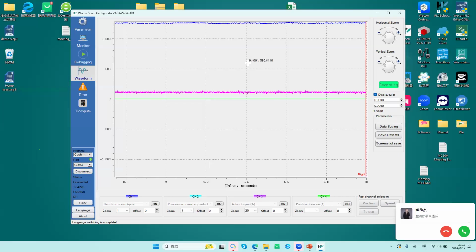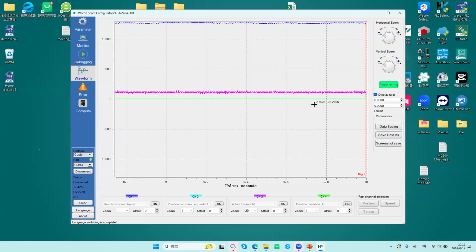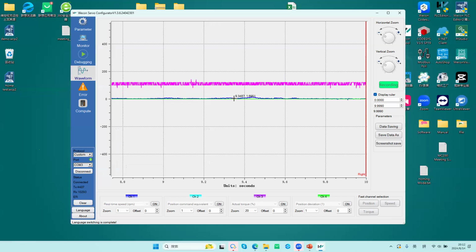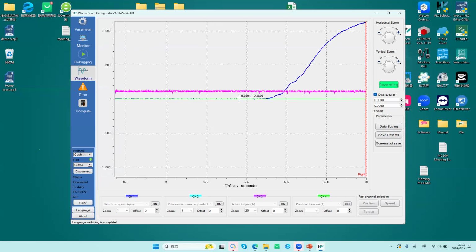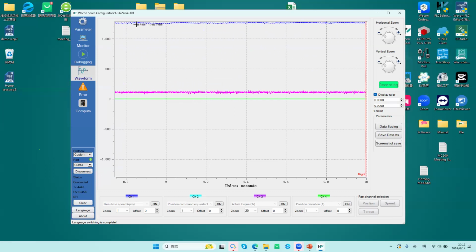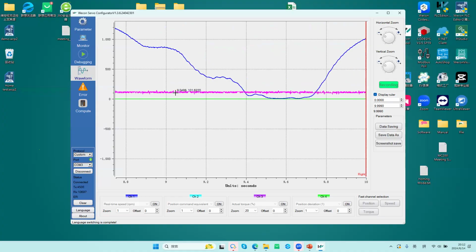And when I catch the motor axis again, you can see the speed will change to 0 now because the motor is already held by me. Okay, you can see the speed is changing, but the output torque of our motor is always the same.